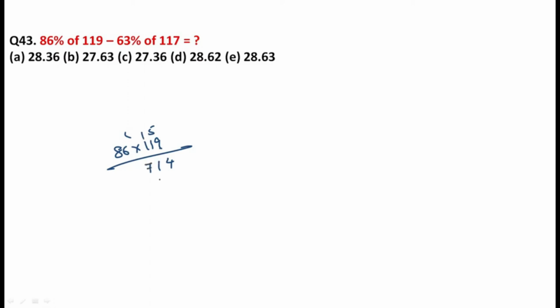So 9 eights are 72, 7 here. 8 ones are 8, 8 plus 7 is equal to 15. And 8 ones are 8, 8 plus 1 is equal to 9. So 4, 3, 12, 102.34. 102.34, you can get one value.